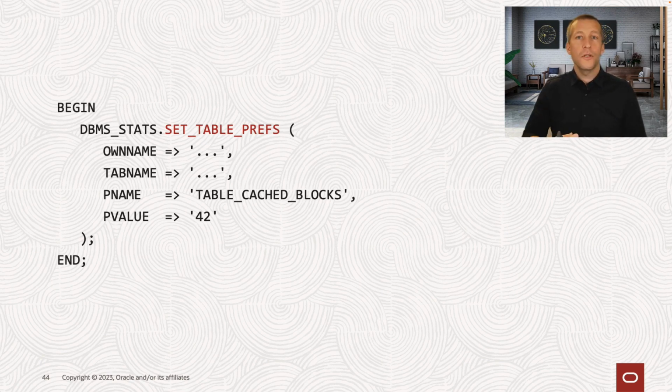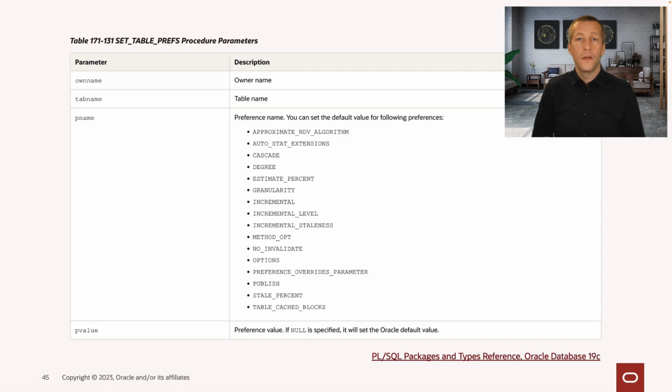It is something that you can change with the DBMS_STATS package. And in this example here, I'm changing the table cascade blocks property of a table. In the documentation, you can find a number of different properties that you can set on a specific table. Some of those that I see often used is the incremental settings that you can use for partition tables to govern the way that incremental statistics are gathered on your tables.